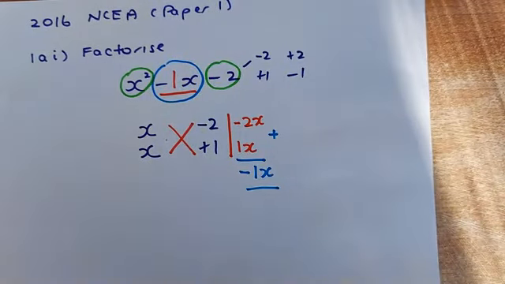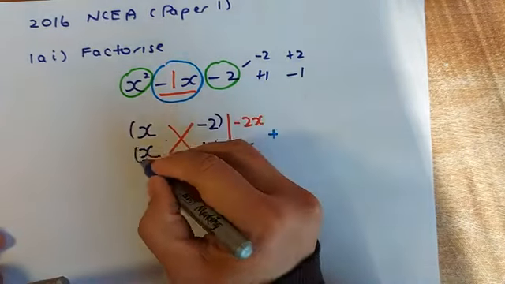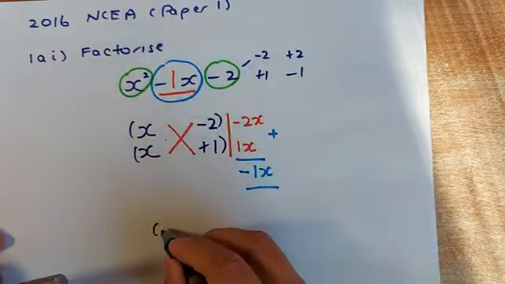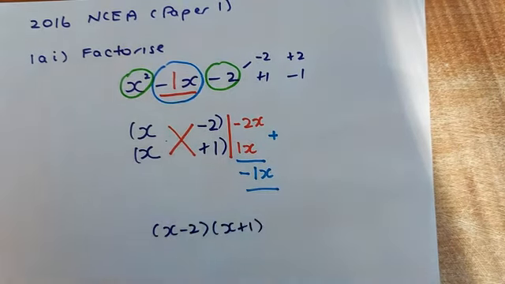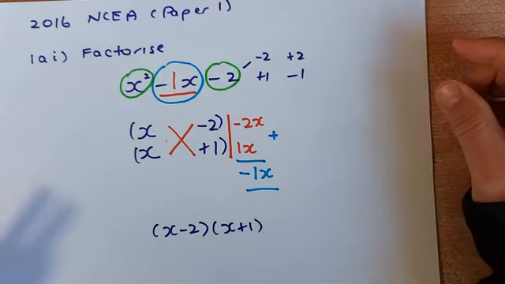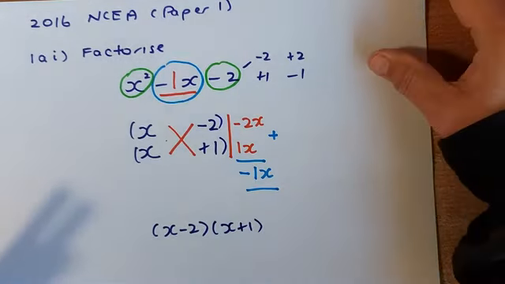So what you do now, we are going to put a bracket around the numbers. We're going to put a bracket here and a bracket there, and write out the answer. It's going to be x minus 2, x plus 1, and that is how you factorize a quadratic expression. It is a fast way of doing this. So we shall do a second example.